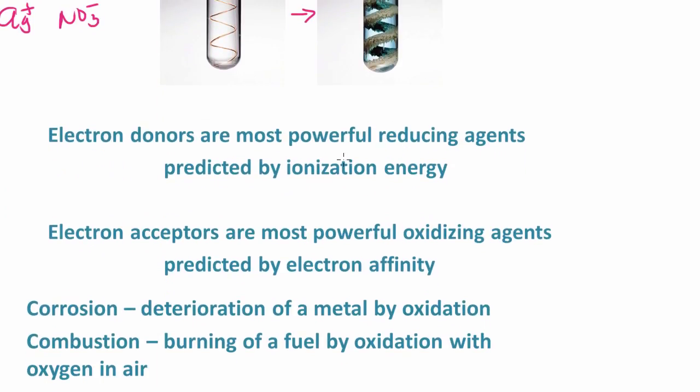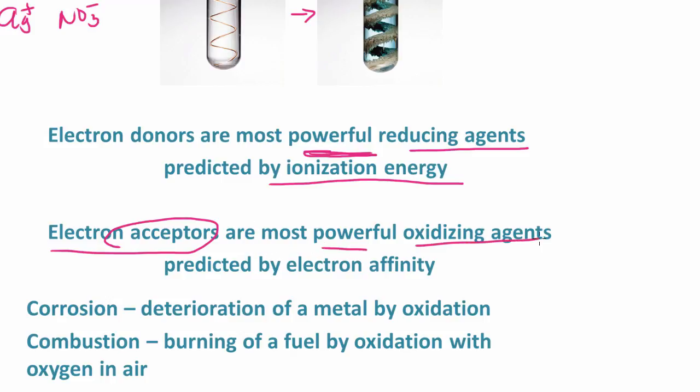Electron donors, like metals, are the most powerful reducing agents, and we can predict it by ionization energy. So we know that ionization energy will increase as we go across a period. And it turns out that the greater the ionization energy, the less reducing power that the metal has. So the better reducing agents are towards the left-hand side of the periodic table. Electron acceptors, like for example your nonmetals, are the most powerful oxidizing agents, and that can be predicted by electron affinity.